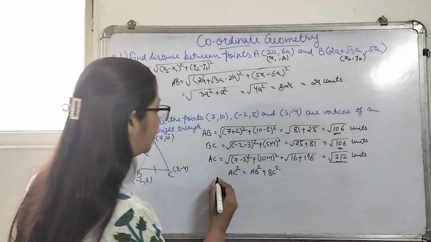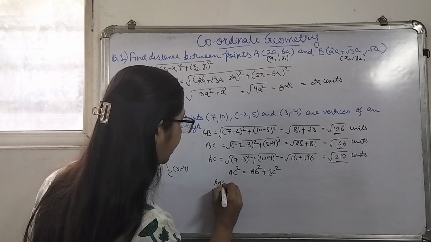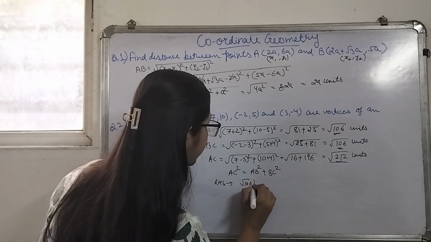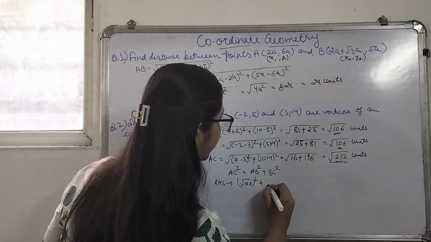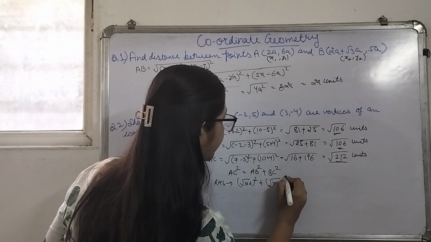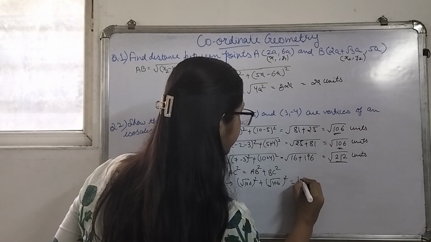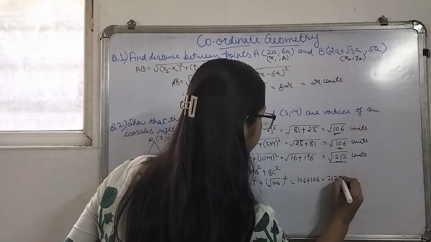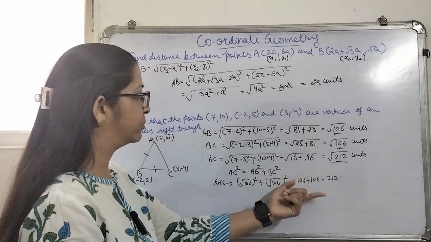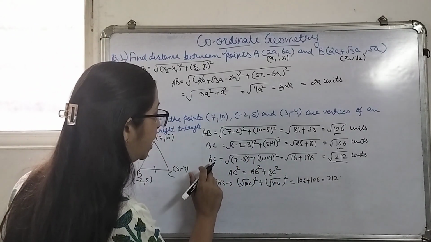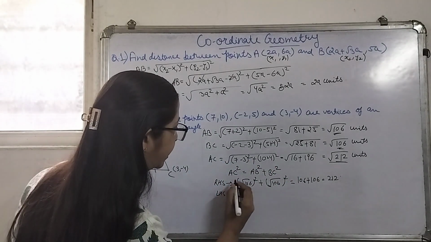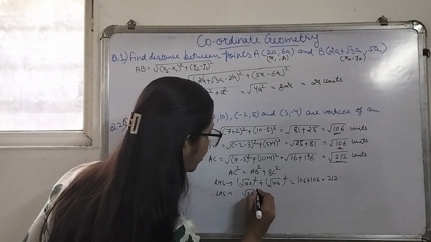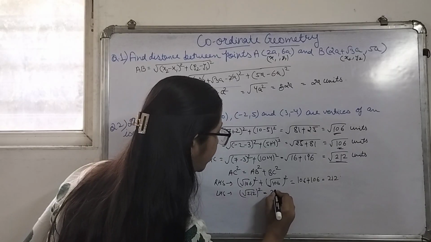Now over here, first of all, we are taking the RHS part. RHS is your AB square, that is root of 106 whole square, plus BC square, that is root of 106 whole square. That will be 106 plus 106, that is 212. It's not units, it's a number only, that 212 will be the answer. Now the LHS part: it is AC square and AC is root of 212. If I do the square of it, it will be 212.